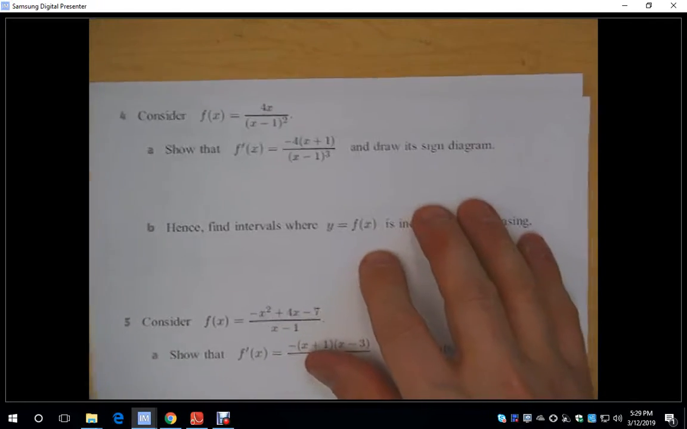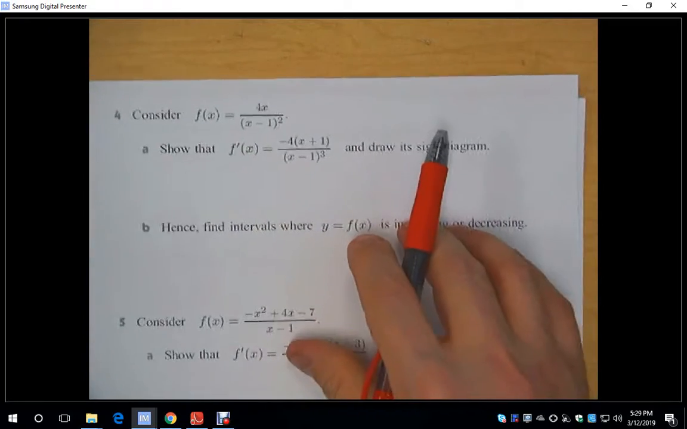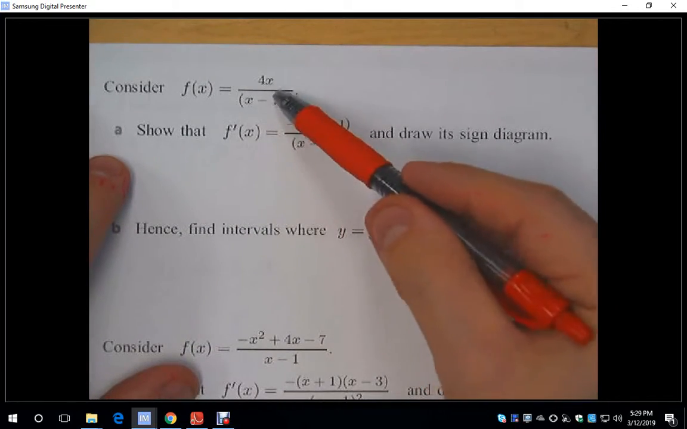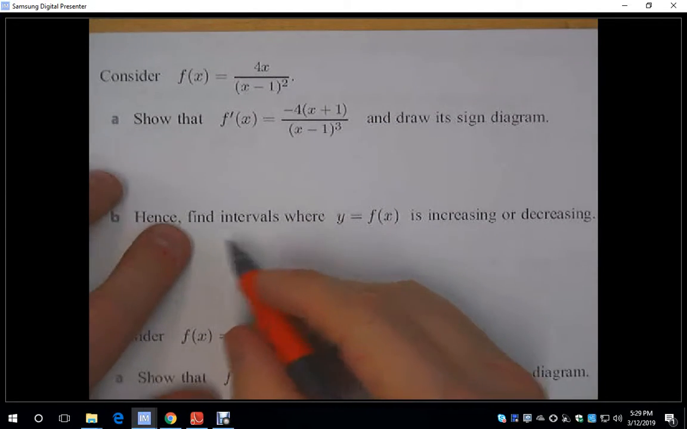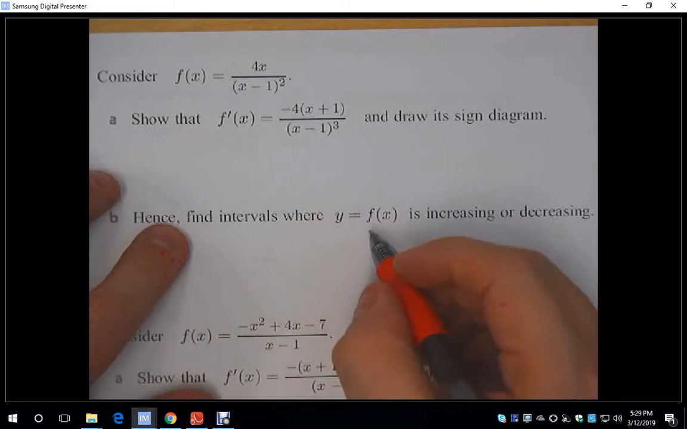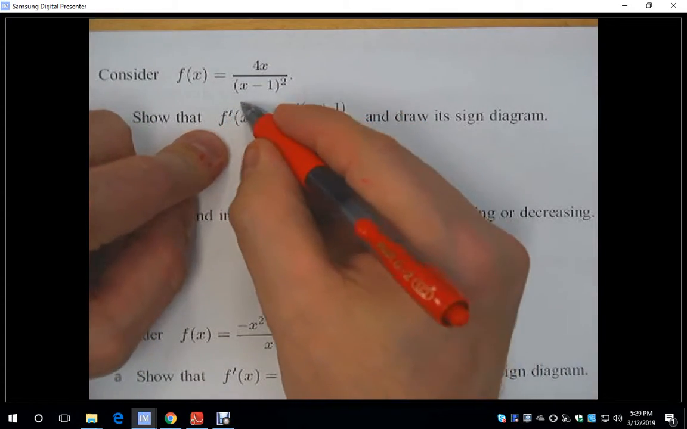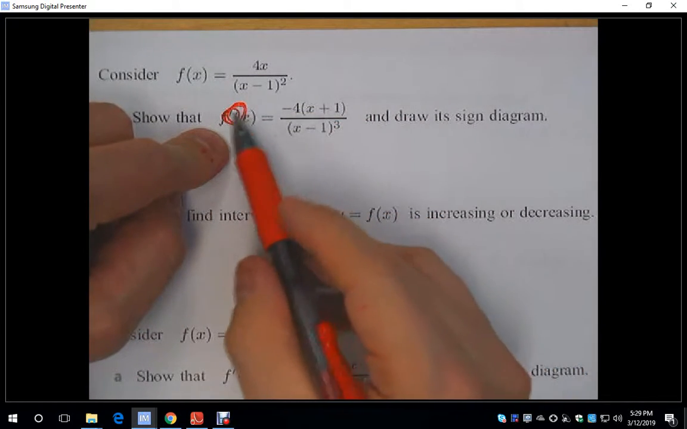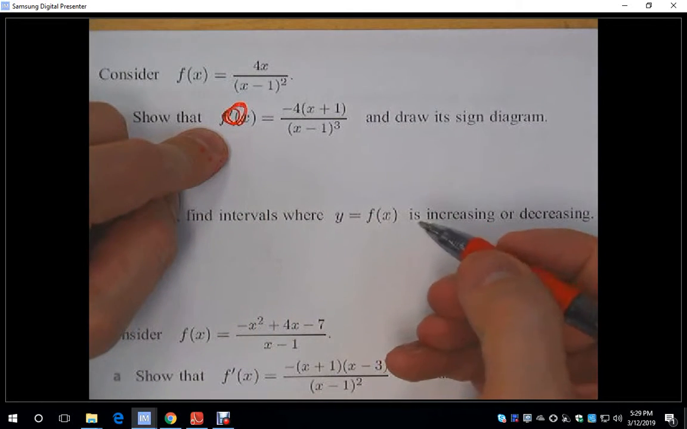Let's do another one. So I'm going to assume that this is true, but I would encourage you to get the practice to use the quotient rule to show that this function here is equal to the derivative here. And I want to find where the graph is increasing and decreasing. So I'm going to use my slope equation. I'm going to make this 0, so that I can find my stationary points.